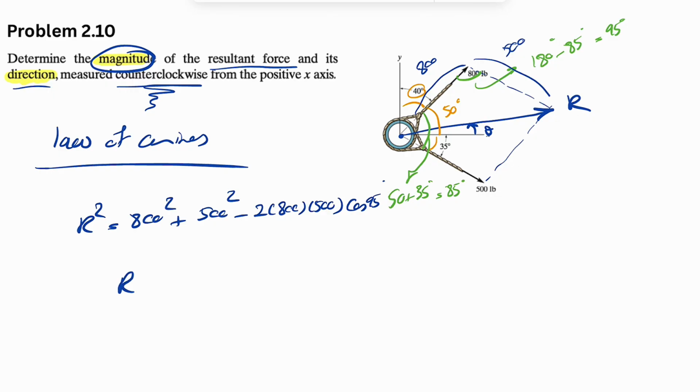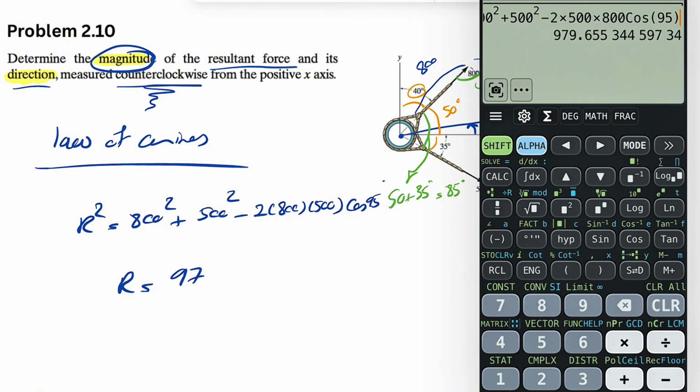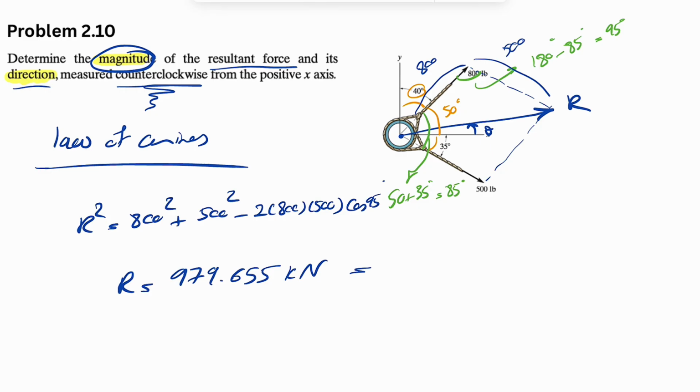Let's see what we get for R. Basically, we have the square root of 800 squared plus 500 squared minus 2 times 500 times 800 times cosine of 95. And that's going to give us 979.655 pounds. If you want to report the answer, we can just go with 980. I just keep the 3 decimal places because the next thing that we need to do is to find the angle theta.